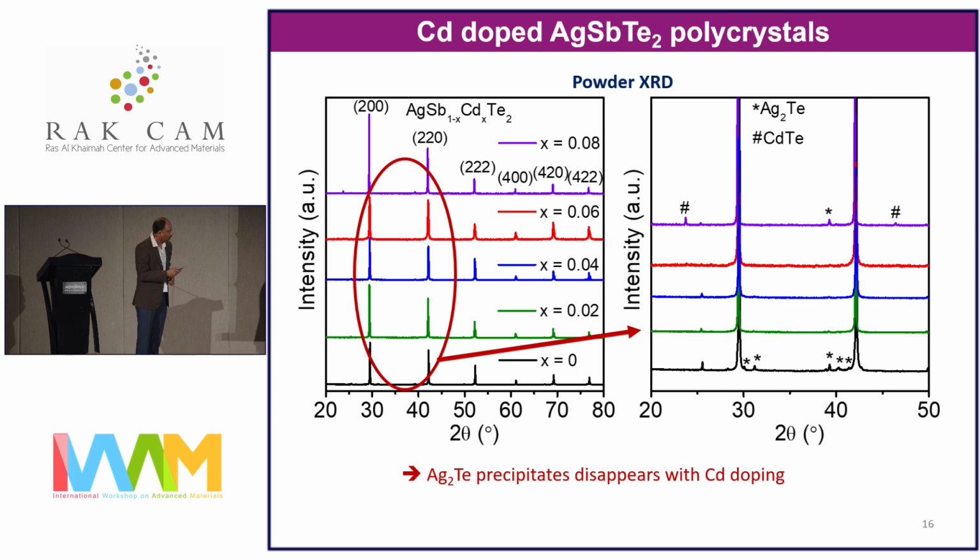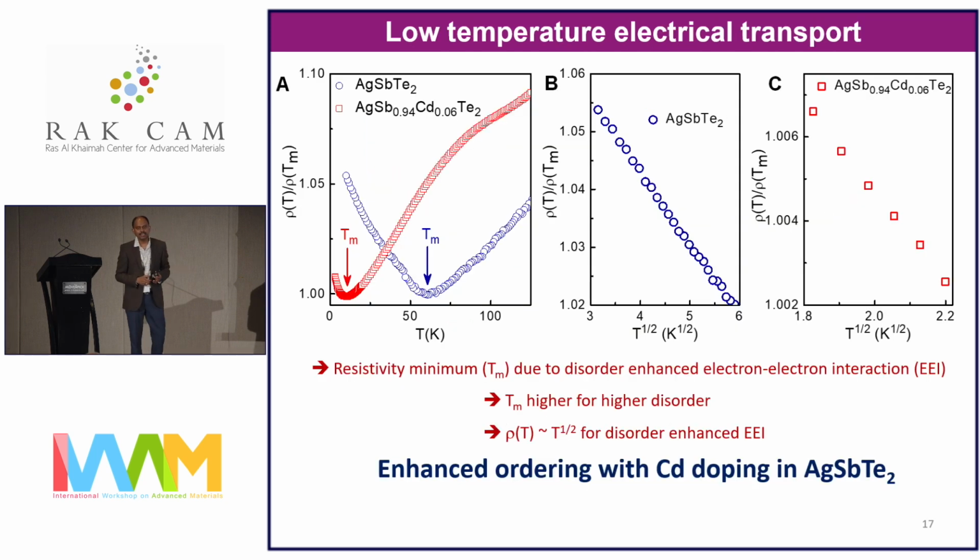With that, we measured the electrical transport of this compound at very low temperature, and we see resistivity showing this kind of minimum in the electronic transport at low temperature. This minimum for the pristine compound is a signature of electronic state localization due to silver and antimony disordering in this compound.